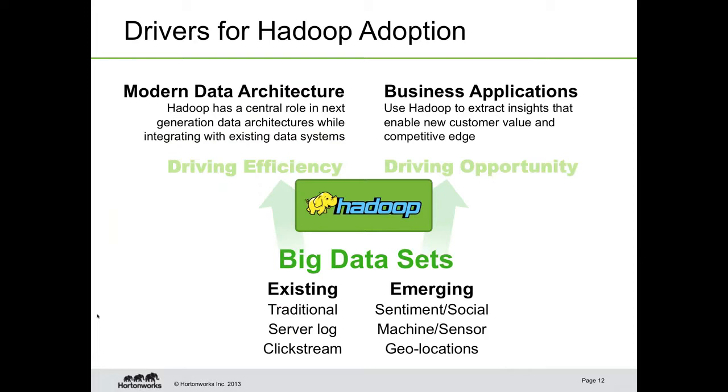The drivers here are both the modern data architecture, which we're spending some time on today, and business applications, a topic we'll cover in a future webinar. But the modern data architecture has Hadoop in that central role, and it's really about driving efficiency within the organization. You can do typical, common tasks and workloads more efficiently and more cost effectively when you move them to Hadoop. It allows you to take traditional server log and clickstream data sets and process them in Hadoop, again more efficiently than you could before.